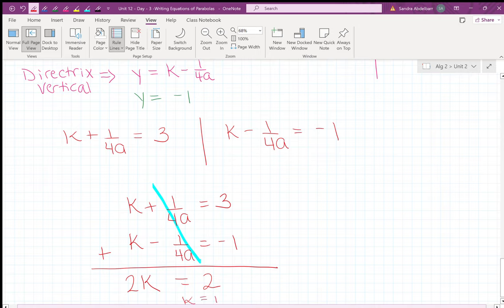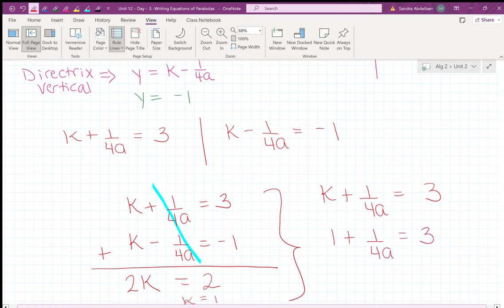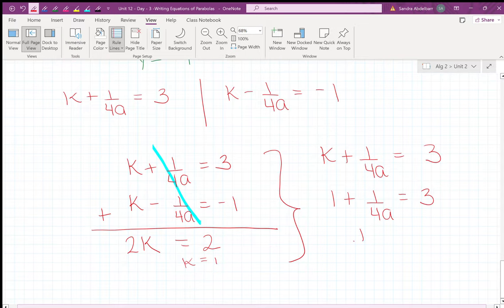Now that I know what k is, can I plug in and solve for a? Yeah. Does it matter which equation I plug into? No. Let me finish. So now we're going to go to k plus 1 over 4a equals 3. I know k is 1. So I have 1 plus 1 over 4a equals 3. Subtract that 1. 1 over 4a is equal to 2. Cross multiply. 8a equals 1. So a is equal to 1/8.